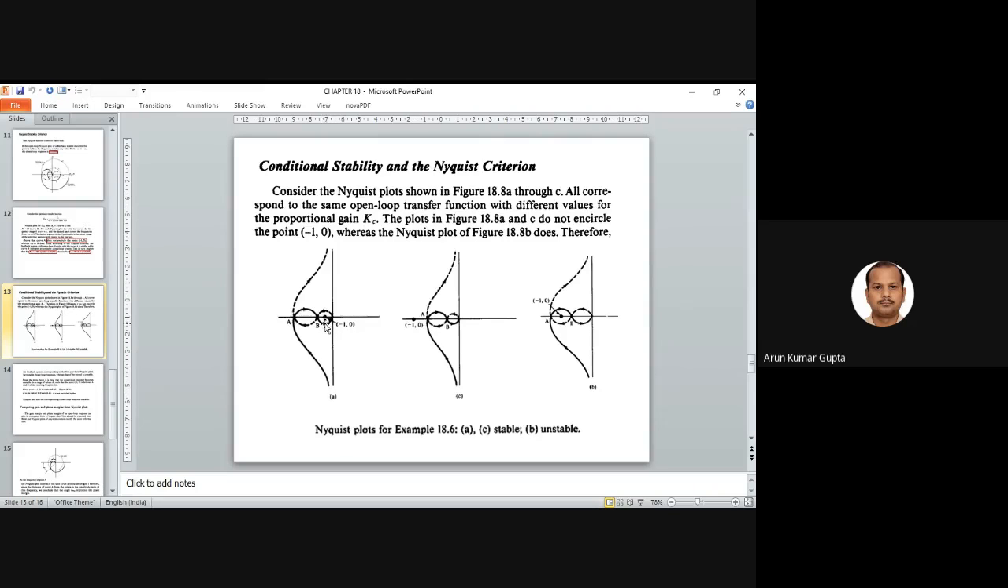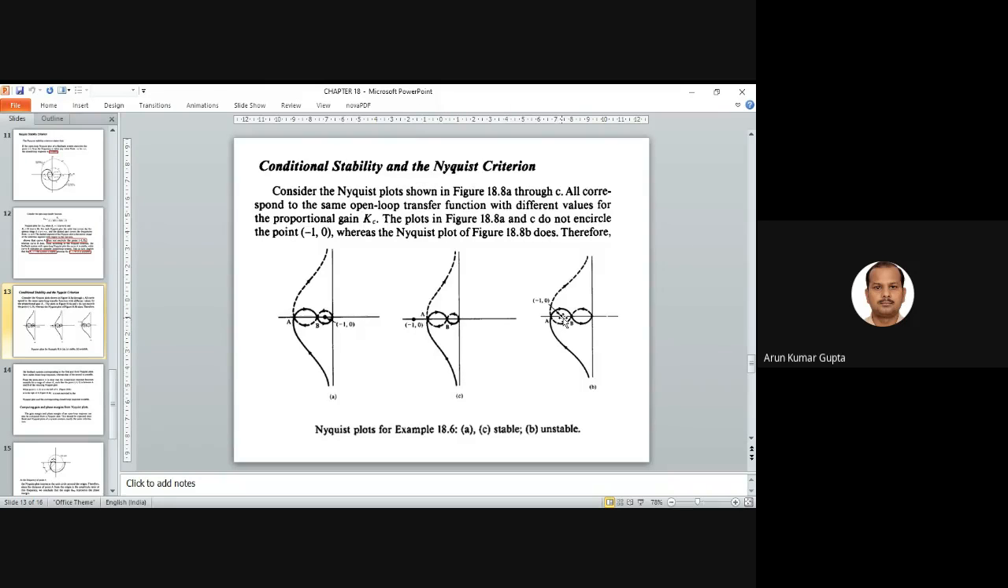So that is curve A. You can say this is stable because it is not encircling this. You can see here the point minus 1, 0 is just far away, so it will not encircle it in any way. So you can blindly say that curve A is unstable. Sorry, it is stable. It is stable because it is not encircling.